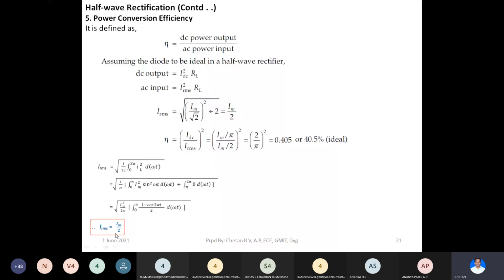This is one approximate method of taking the IRMS value. We take two consecutive sample values and take the mean of that. In this method also you get Im by 2.